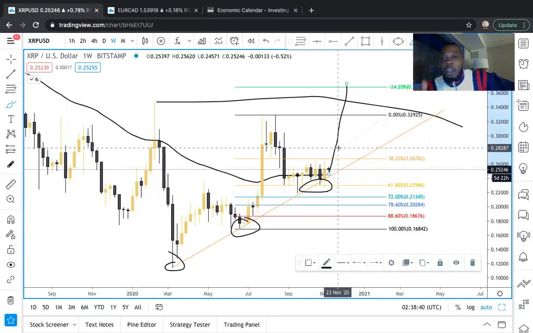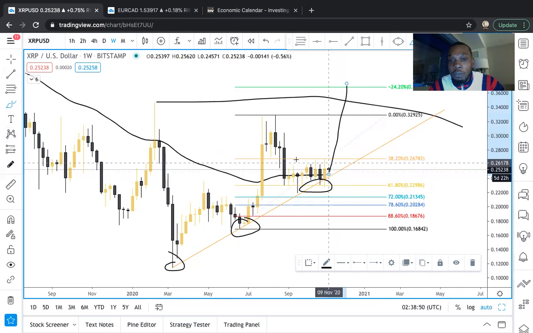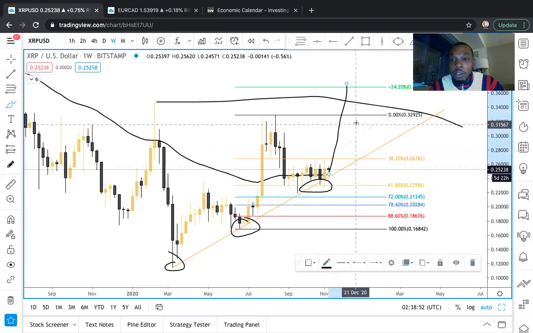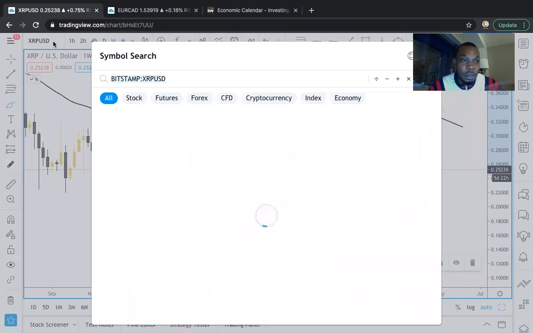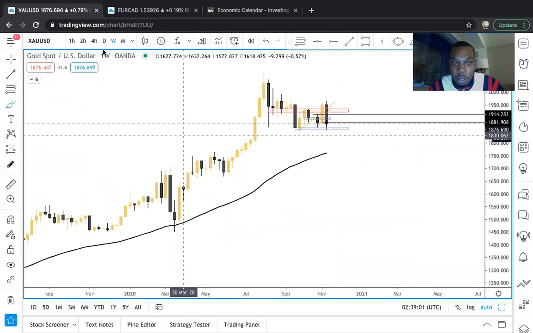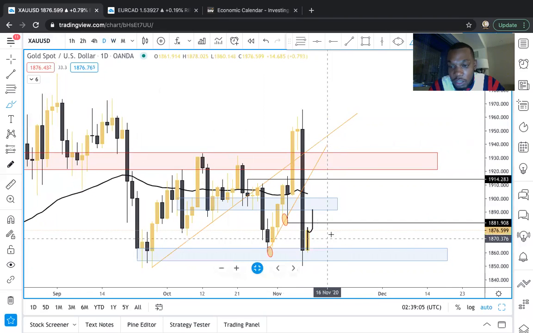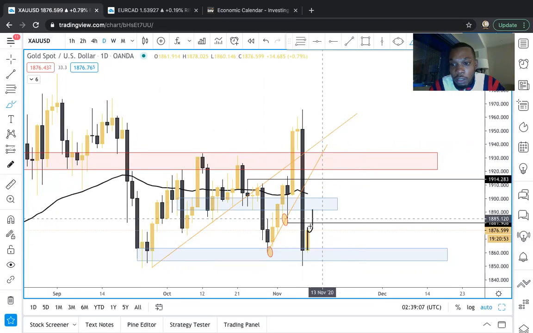Overall, I ended up getting out most of the analysis. It's going to be a lot of pips being moved on some of these pairs. Even Ripple right now is at 25 cents. I expect it to hit 30 cents to 35 cents. Gold is, let's see, 1876. Even if it gets to 1900, that's 250 pips or so.